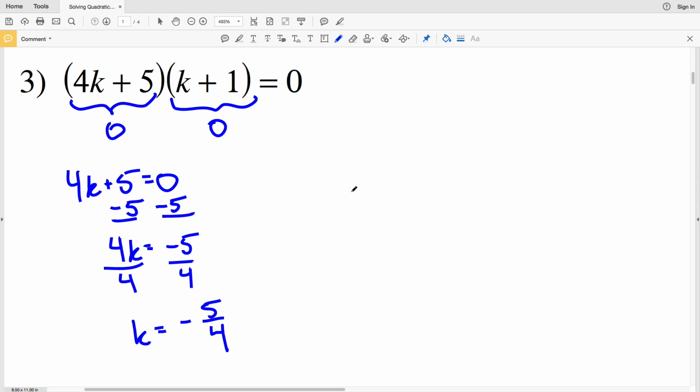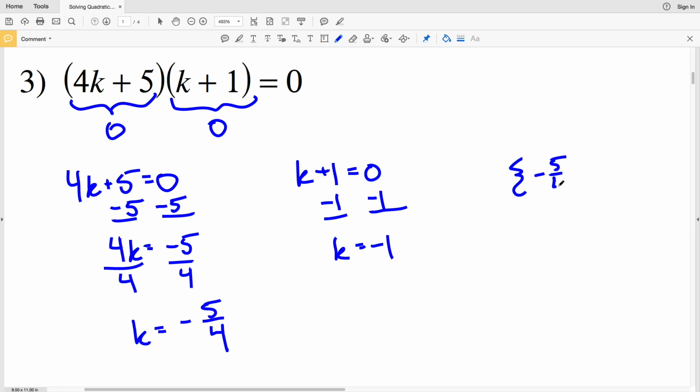Let's look at when k plus 1 is 0. When k plus 1 is equal to 0, we'll subtract 1 from both sides to get that k is equal to negative 1. So when k is negative 1, k plus 1 is equal to 0, and 0 times 4k plus 5 equals 0. So my two solutions in number 3 are negative 5/4 and negative 1.